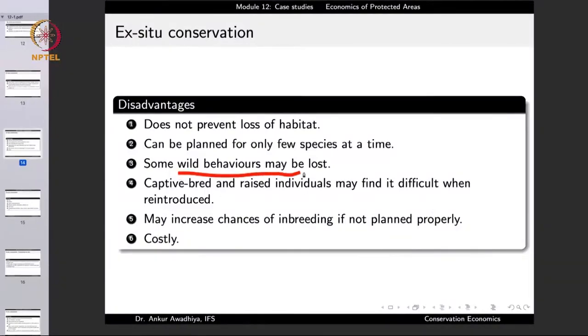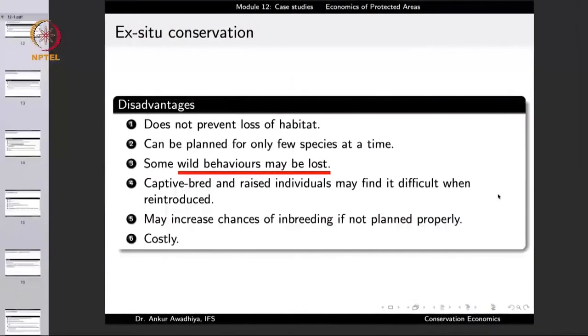Some wild behaviors may get lost. Why? Because we are not keeping the organisms in a wild setting, and so it is possible that while a few of these organisms are able to survive and breed, they will lose out on their natural behaviors, like where to look for food or how to hunt. So this is another disadvantage. Captive bred and raised individuals may then find it difficult when they are reintroduced, because they are now completely dependent on human intervention. They do not know how to hunt for food. So once you try to release them back into the environment, it is possible that they will just not be able to cope with the conditions.